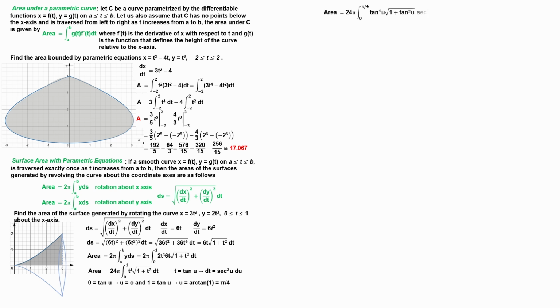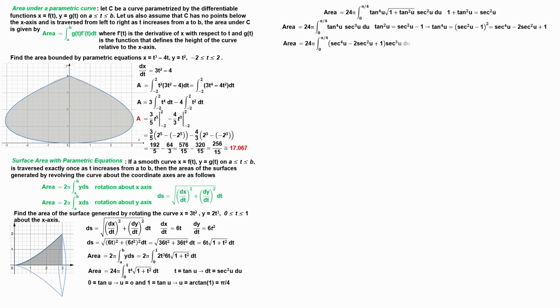The square of the secant of an angle is equal to 1 plus the square of the tangent of the same angle. We can express tangent to the fourth power in terms of secant of u. We will solve the expression in separate integrals to facilitate the calculation of each known integral.